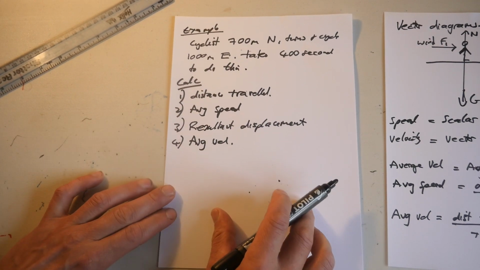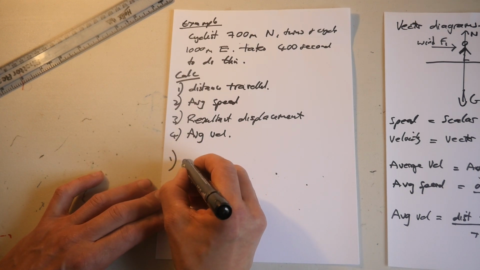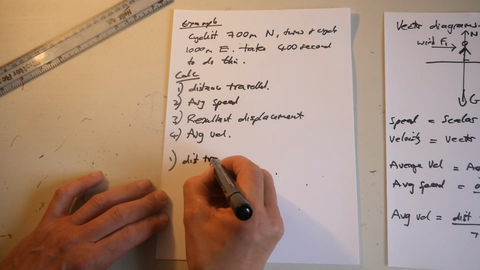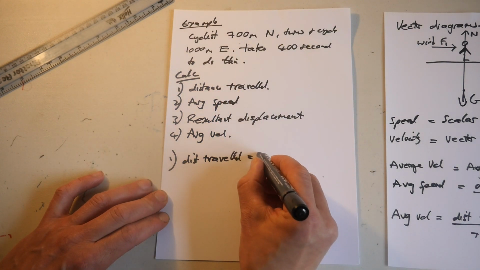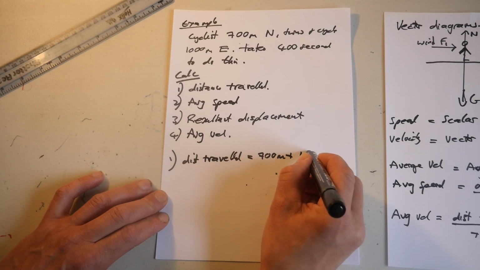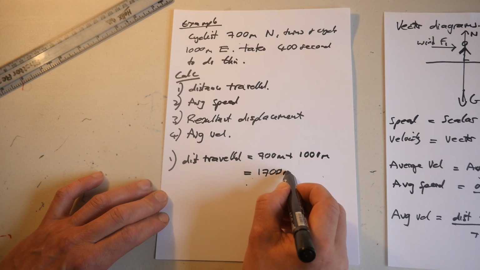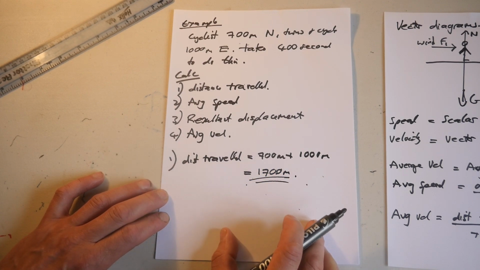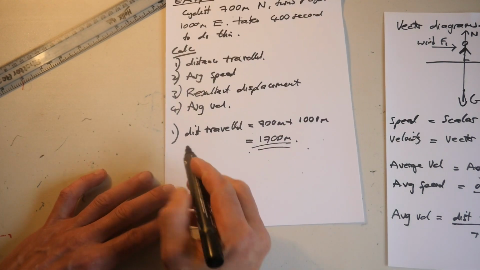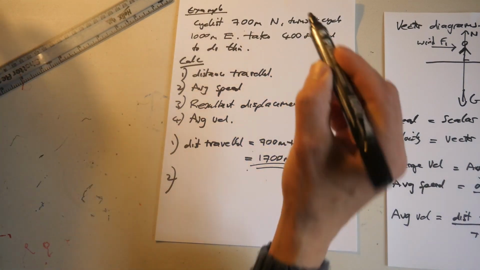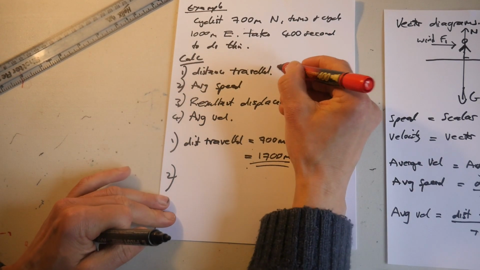So this is all pretty easy. 1, so distance travelled equals the 700 meters plus 1,000 meters, which equals, incredibly, 1,700 meters. Okay? Wasn't that easy? Just add up the two distances, the 700 and 1,000 meters. 2, so that's done.